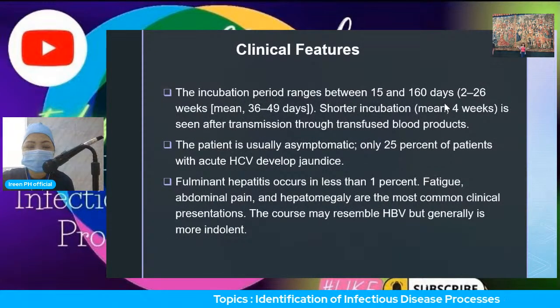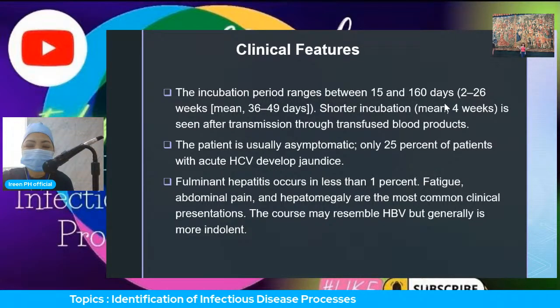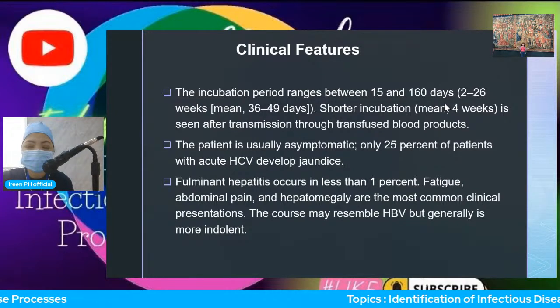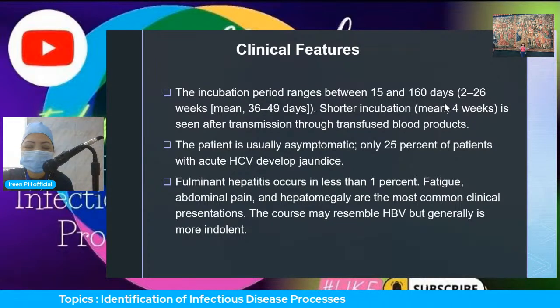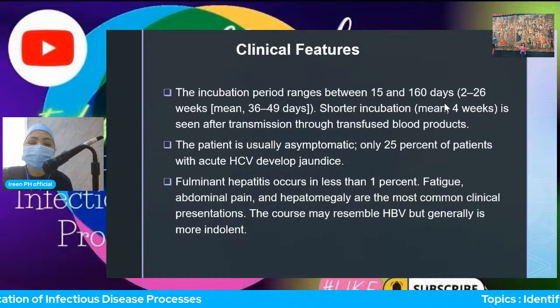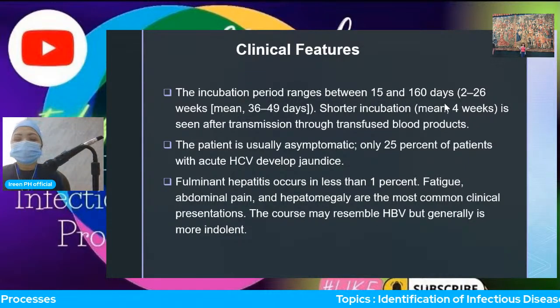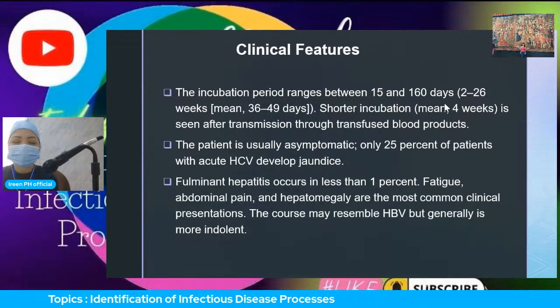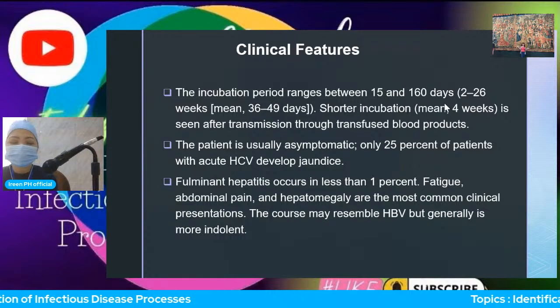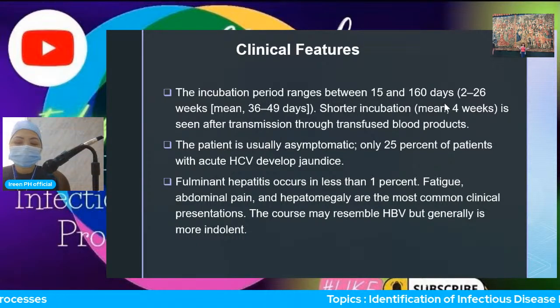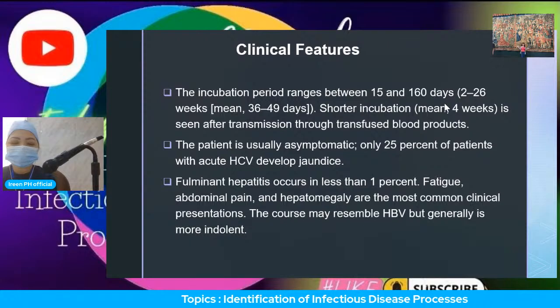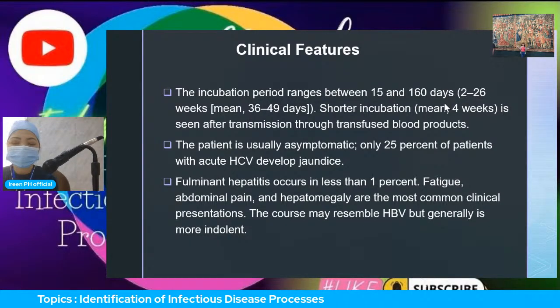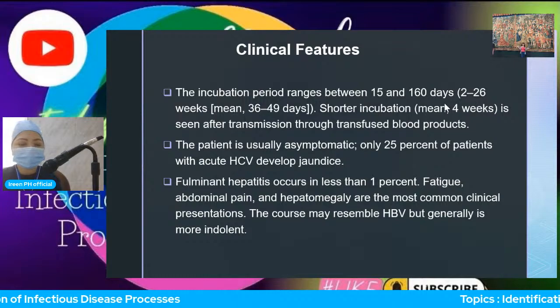The clinical features. The incubation period ranges between 15 and 160 days, 2 to 26 weeks, mean 36 to 49 days. Shorter incubation, mean 4 weeks, is seen in transmission through transfused blood products. The patient is usually asymptomatic. Only 24% of patients with acute Hep C virus develop jaundice. Fulminant hepatitis occurs in less than 1%. Fatigue, abdominal pain, and hepatomegaly are the most common clinical presentation. The course may resemble hepatitis B virus, but generally is more indolent.